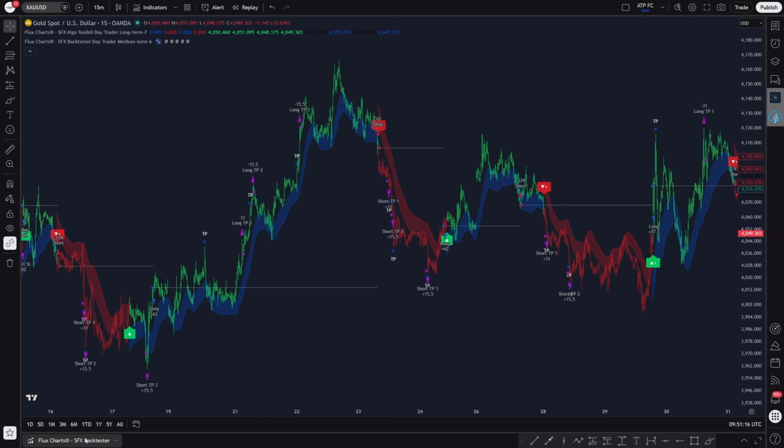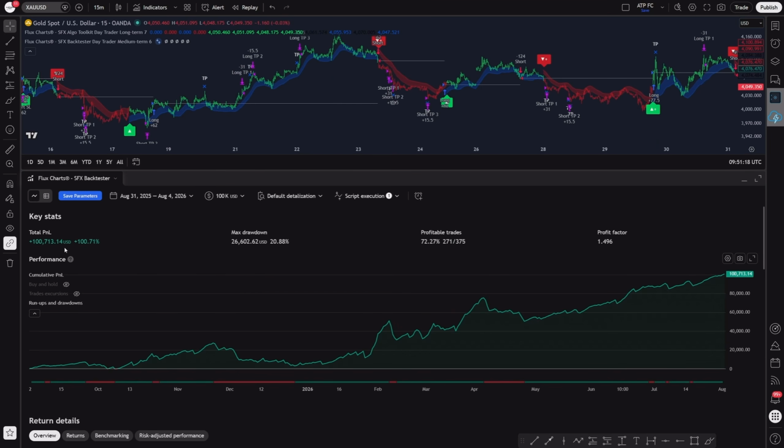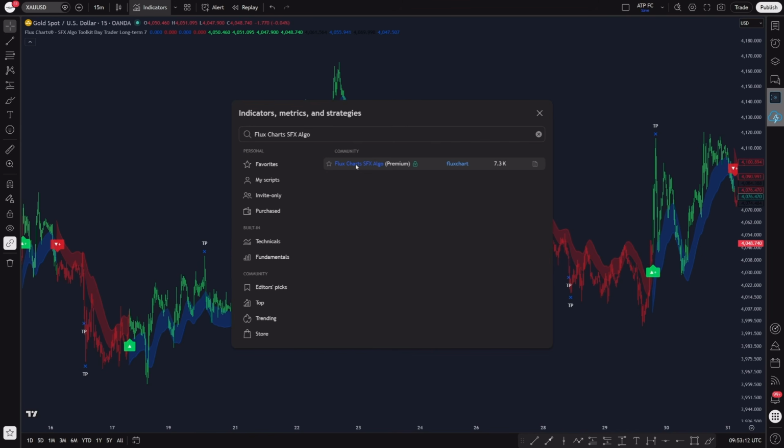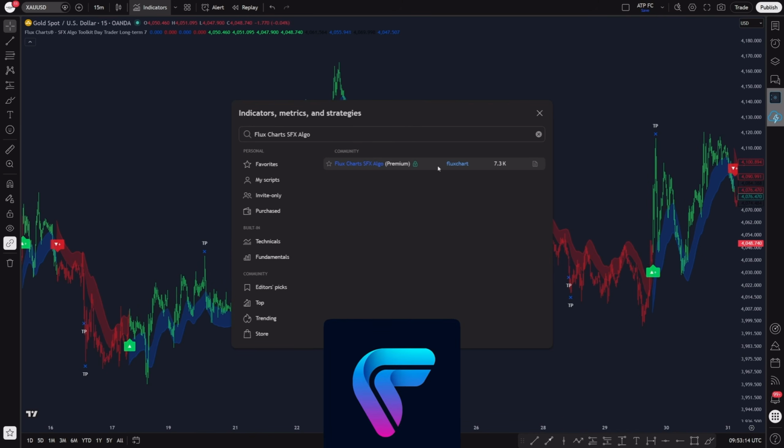And by applying the same structure to the same asset and time frame, we get a profit above 100%, with low drawdowns, a win rate above 70%, and a steady equity curve, the best one of everything tested today. This is the SFX Algo by FluxCharts.